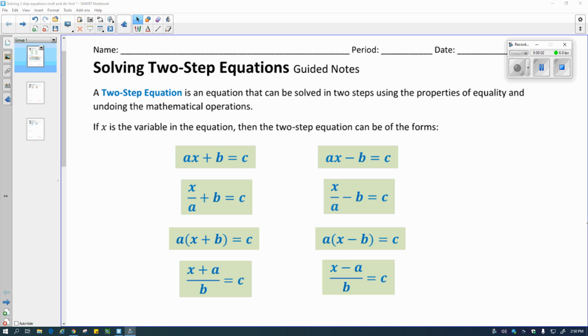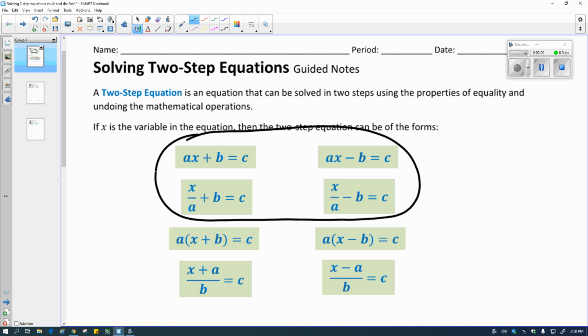Continuing to work on solving two-step equations, I want to point out that there are different styles of the two-step equations that we're going to see. For example, these top four are the ones we usually see, where I have the multiplication and the division and the addition all separate terms in the problem.